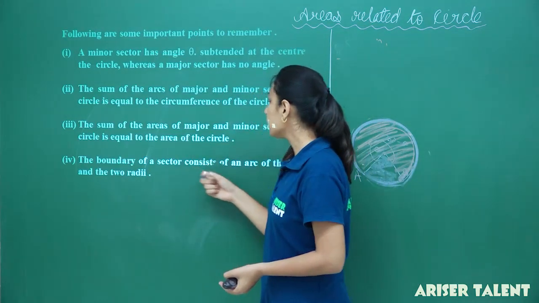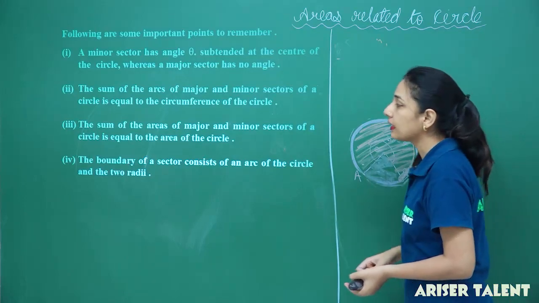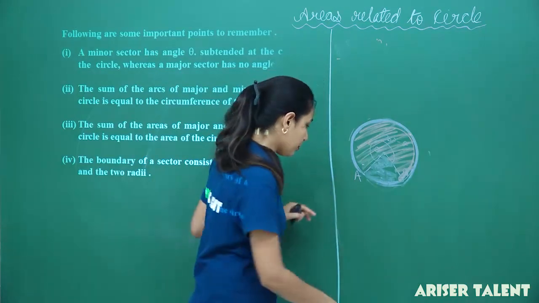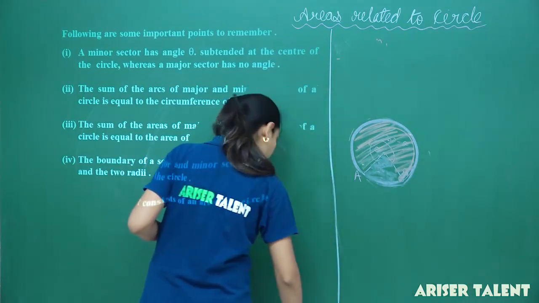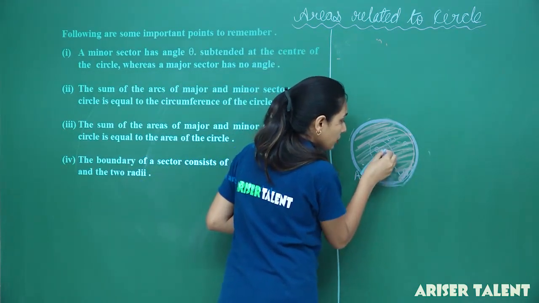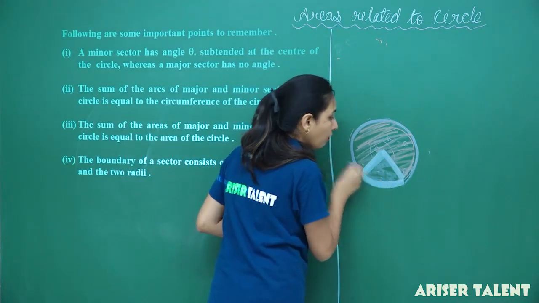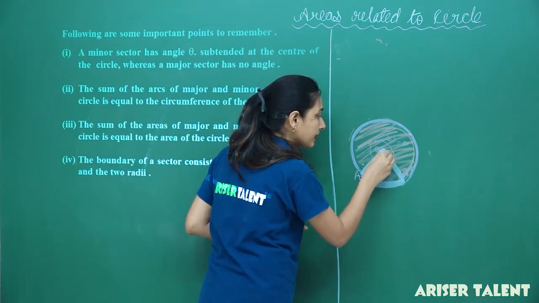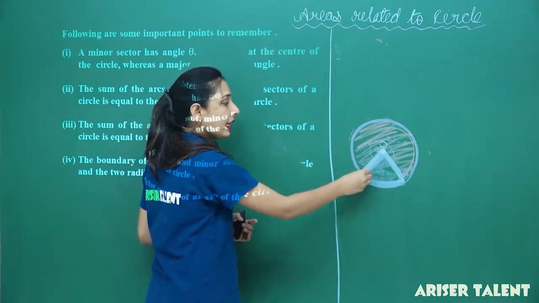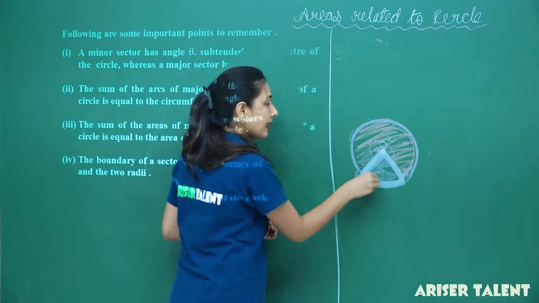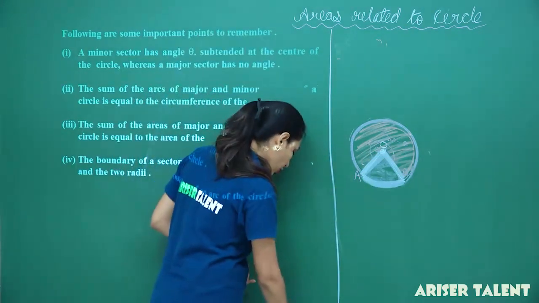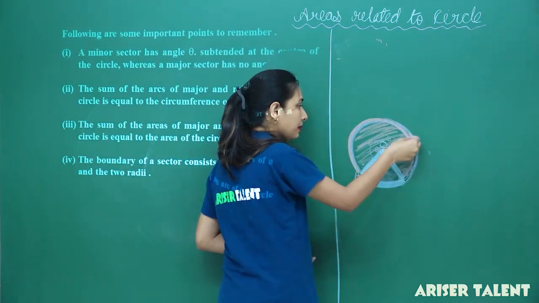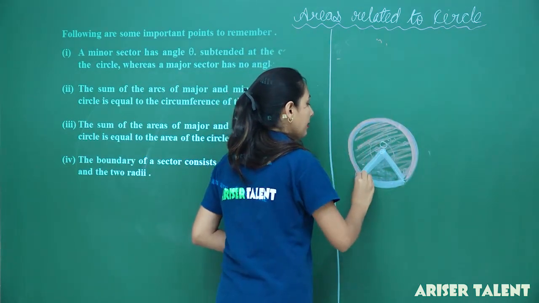The boundary of a sector consists of an arc of the circle and the two radii. If I talk about this minor sector, it has an arc AB and these two radii from the center O. So it consists of two radii and one arc. In the major portion also, I have the complete major arc plus two radii.